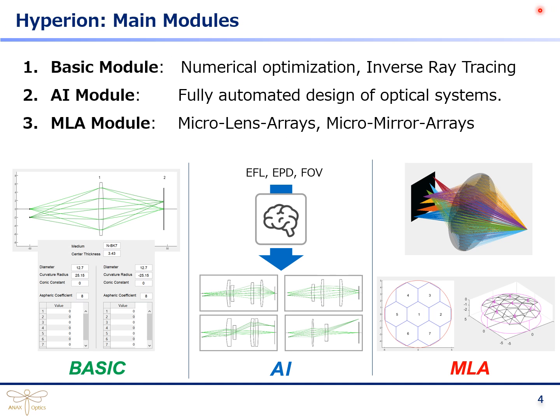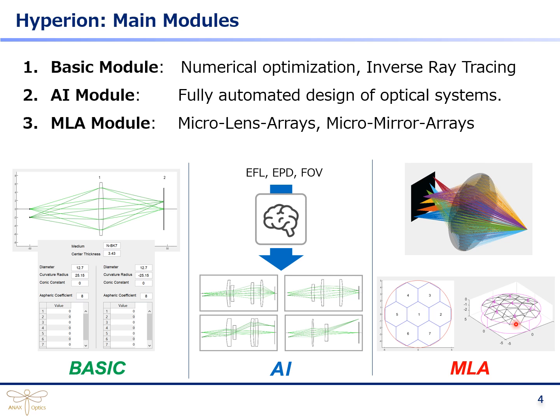The main modules of Hyperion are listed here. First is the basic module, which contains basic functionality for numerical optimization of lenses and inverse ray tracing to build freeform surfaces. On top of it, an AI module can be added, which is capable of providing very good initial guesses based on the most basic of specifications, such as the focal length, entrance pupil diameter, and field of view of the optical system.